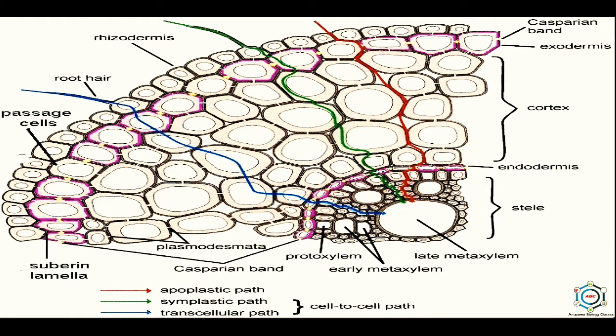Now, the second one, that is the symplastic pathway, which involves the movement of minerals absorbed actively through the plasma membrane of cells of the outer parts of the root, that is epidermis, through the protoplast of the cortex, endodermis and pericycle, and finally released into the xylem. The cell-to-cell movement of ions in cortex takes place through the plasmodesmata. The term symplast refers to a system of cells whose protoplasts are interconnected.